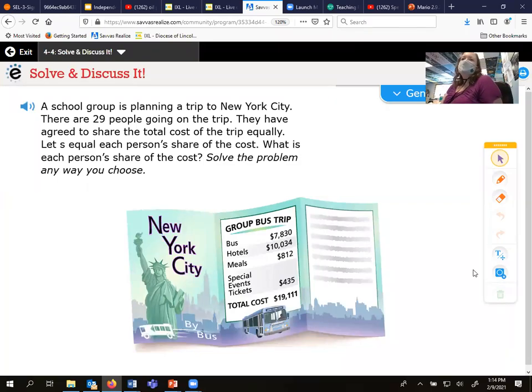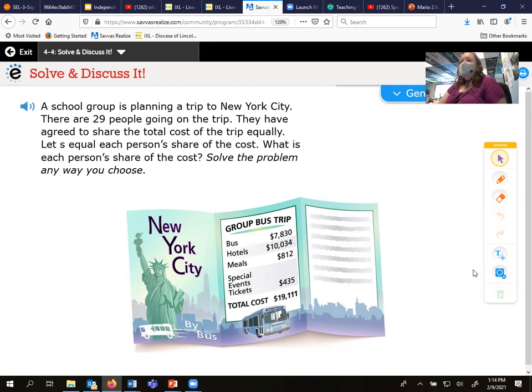Okay, this problem says that there are 29 people going on a trip to New York City. They're going to share the cost equally. Let S equal each person's share of the cost. What is each person's share?